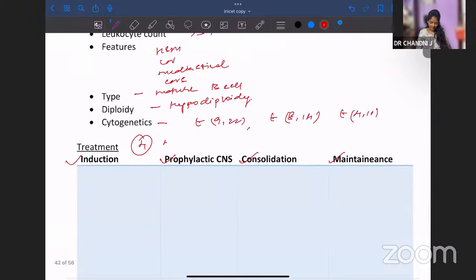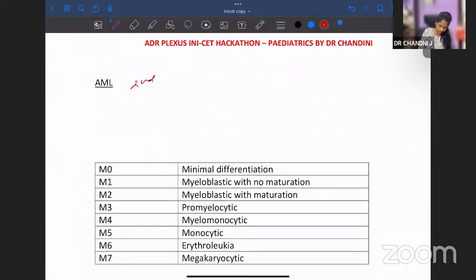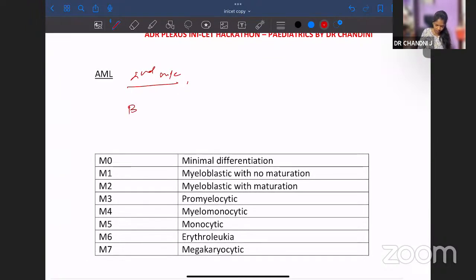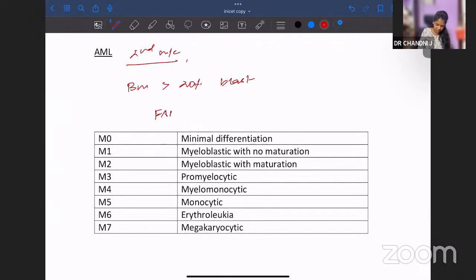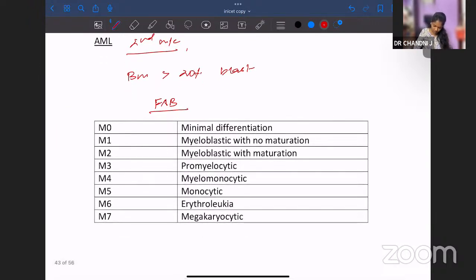This is about ALL. Now, coming to AML. AML is the second most common leukemia in children. How do you diagnose? When bone marrow has more than 20% blast cells, you diagnose AML. This is the FAB classification of AML. You have 7 types. In this, you have to remember, type 3 promyelocytic is associated with DIC. Okay. Type 4 is associated with gum hypertrophy.